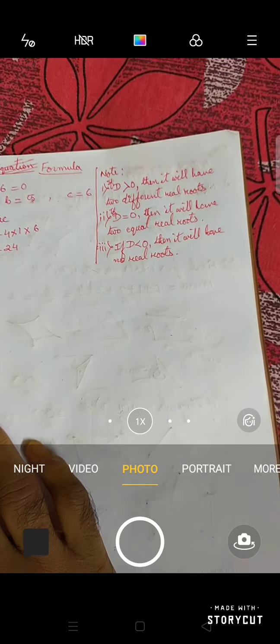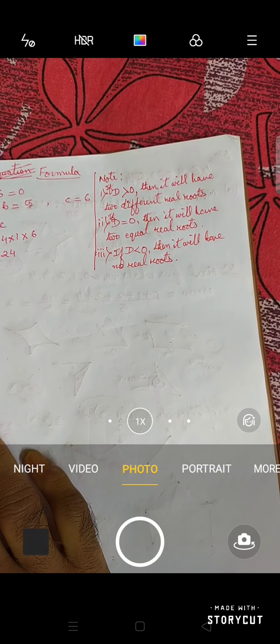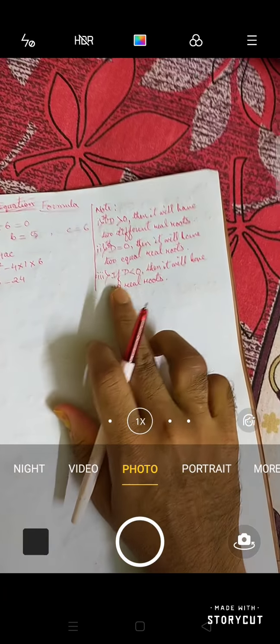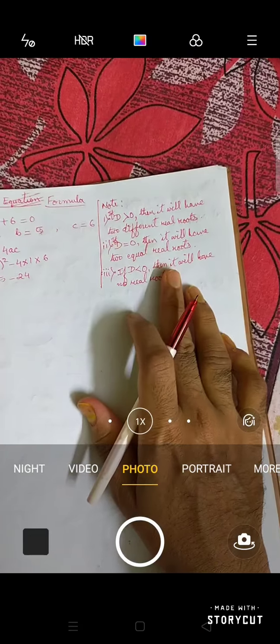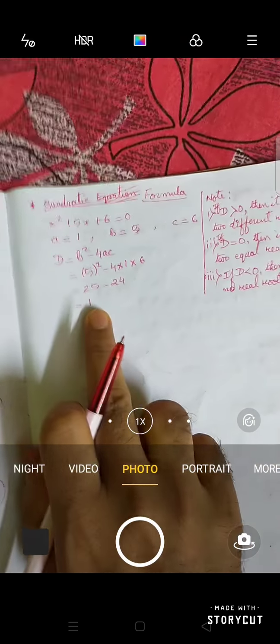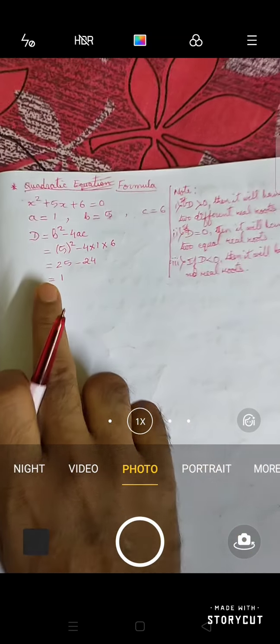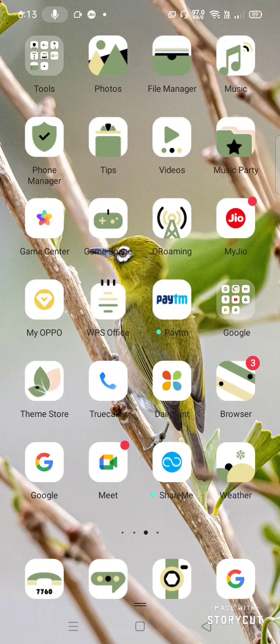Is it clear? Their roots will not exist. That means if D is less than 0, we won't be able to find their zeros. So here we are having D equals 1. What does it mean? D is greater than 0. If D is greater than 0, we will be having two distinct or different real roots. Okay, so let's find it.